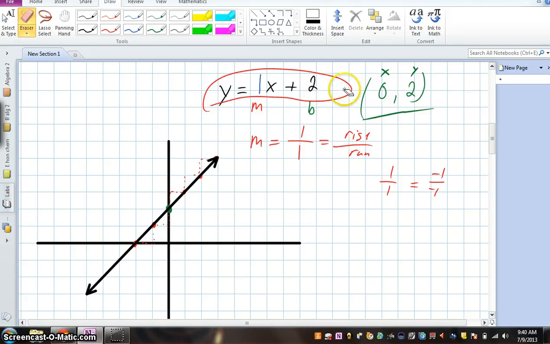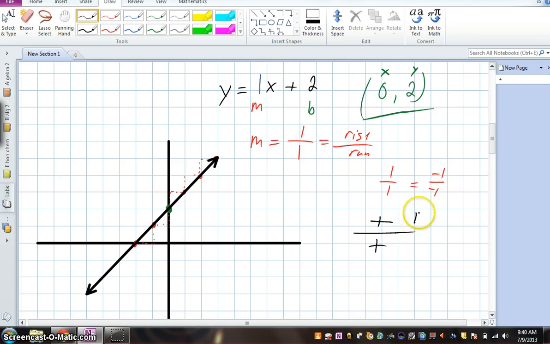So, now I do want to point one thing out, because every year people have problems with this. Here's something you should know about slope. Whenever you have a positive number over a positive number, you're going to go up, and you're going to go right.